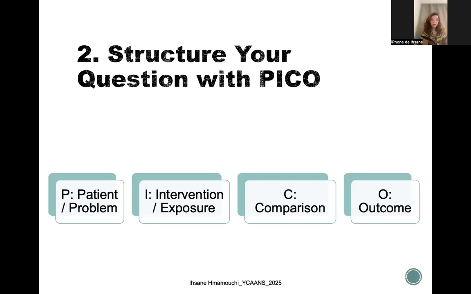And you can also use, in some kinds of study, PICO with E instead of I for an exposure-focused question, or PICOTS by adding time and study type. We will see this in the next slide.